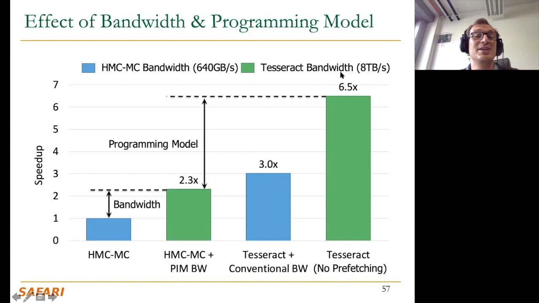So I think the takeaway here is there's a good chunk of benefit that's coming from bandwidth, but it's either equal to or less than the benefit that's coming from the programming model. And if you want to get all of the benefits, you really want both at the same time, as you can see. That's the takeaway. So it's always good to break down the benefits you're getting. And this is our attempt at breaking down the benefits, as you can see.